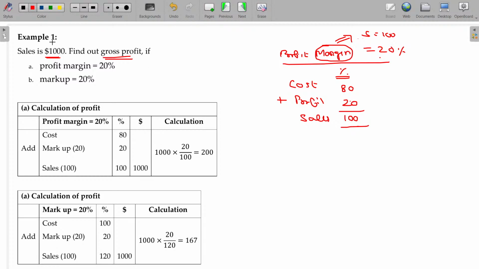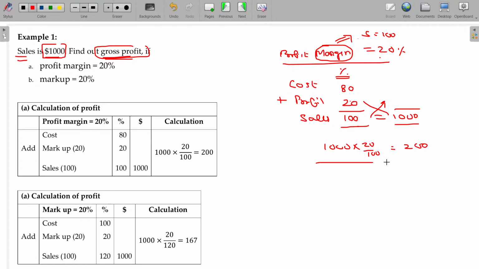Now, what is the information given here? 1000 being sales. You put that 1000 here. Now, what is the requirement? You have to find out the gross profit. How can you calculate the gross profit? You can do the cross multiplication to arrive at this. So, 1000 into 20 by 100. 200 will be the value.